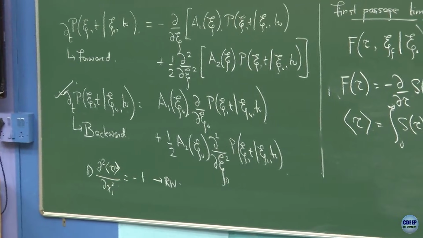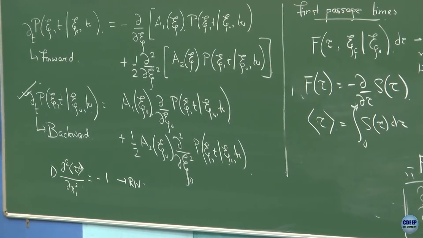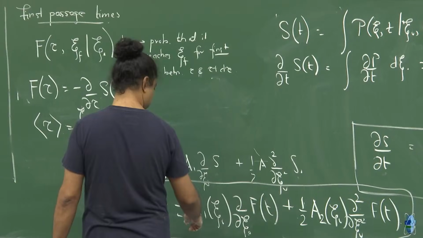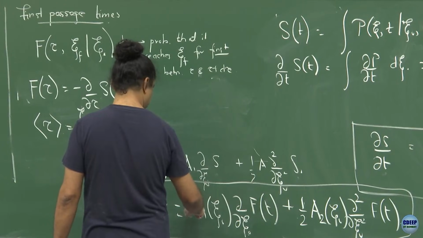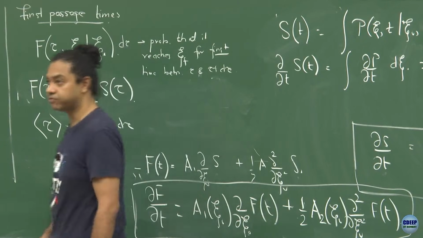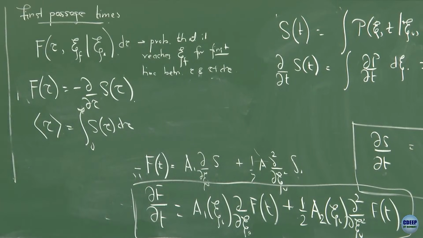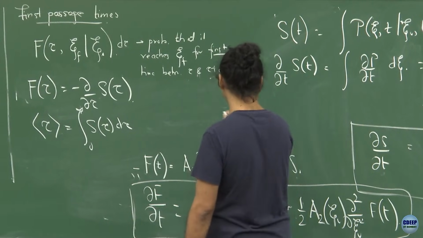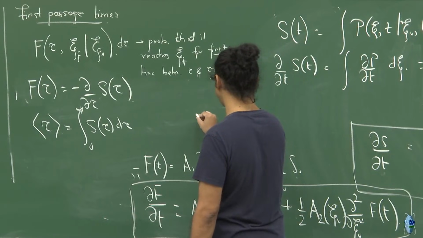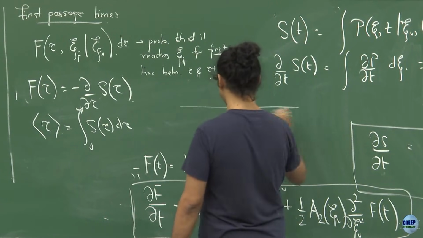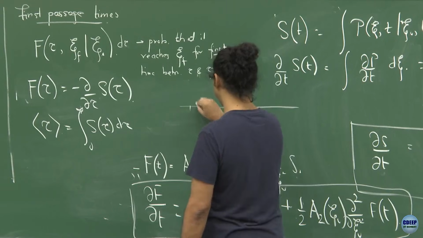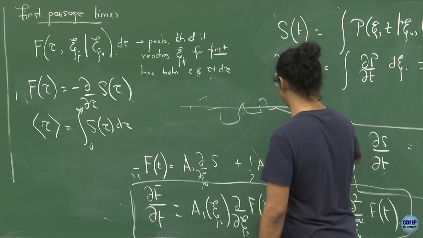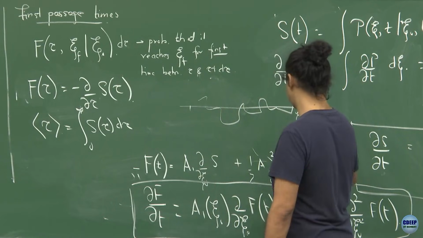What is the boundary condition? So, it depends on your setup. I solve this subject to the absorbing boundary condition at xi f. So think about this: I have a random walk process which is doing something, and I want to know what is the first time it has reached this specific position xi f.